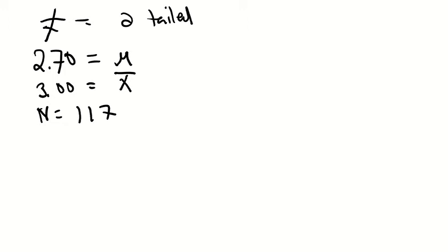We're not given an alpha. Since we're not given an alpha, we use 5%, which is the standard alpha in social science. So our alpha is 0.05, which equates to a z of 1.96. All right, let's just follow the 5-step.